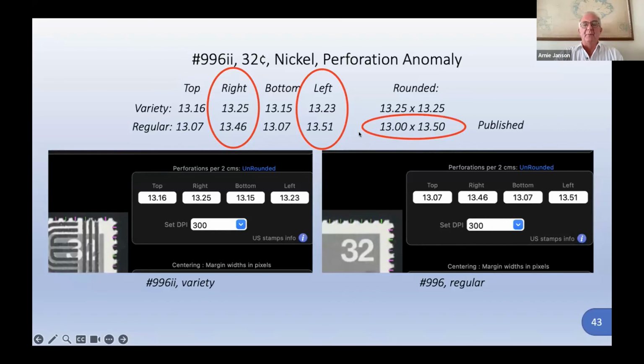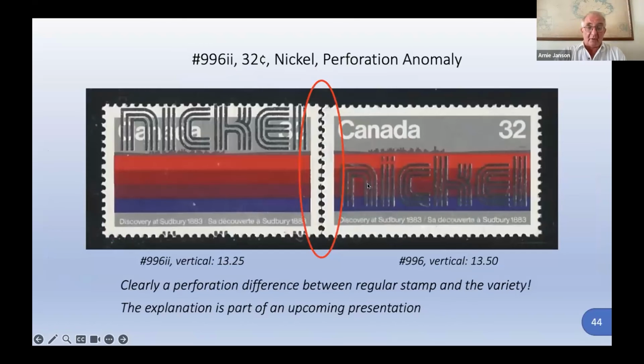that the perforations are, how can the printing press come up with a perforation difference? A quarter of a perforation difference, you should be able to see it, and sure enough, you can. They're lined up nicely at the bottom, but by the time they get to the top, they're no longer aligned. Clearly, a perforation difference between the regular stamp and the variety. The explanation is part of an upcoming presentation.